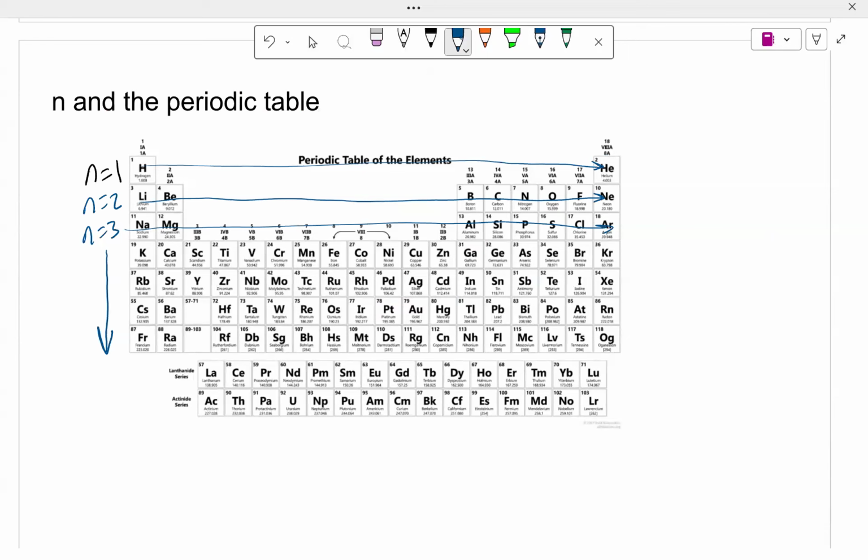Now, this will become a lot more helpful when we start putting all of the quantum numbers together so that you'll be able to describe any single electron inside of these atoms. And so again, just to review, n, the principal quantum number, is about the overall size and energy of the orbital.